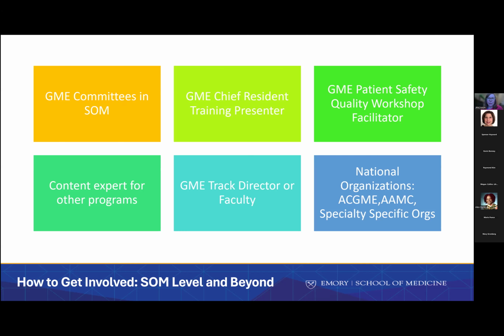And then national organizations, you can be involved in that way too. Many of them have education-specific different societies or work groups, portions of the organization that you can join in. I've listed some of the national like ACGME and AAMC, the education focused ones, but certainly your specialty would have some of those as well.